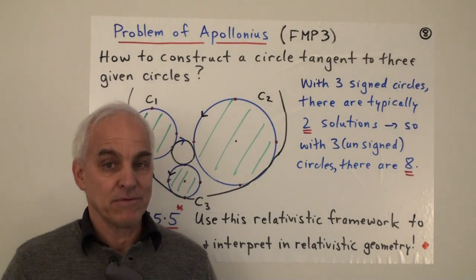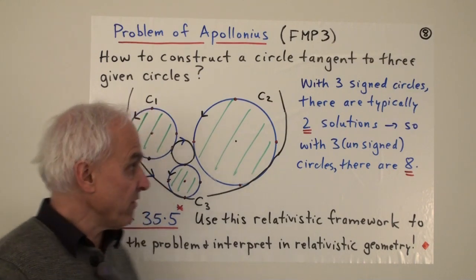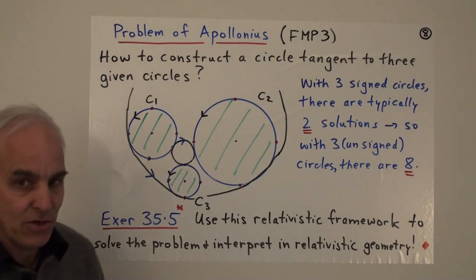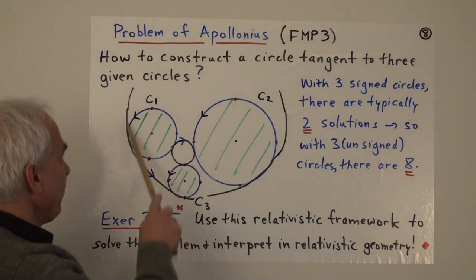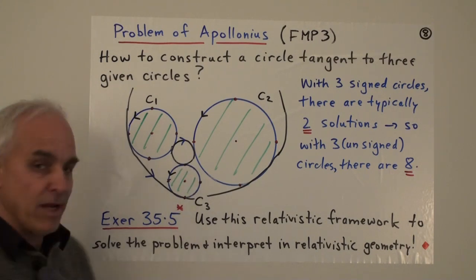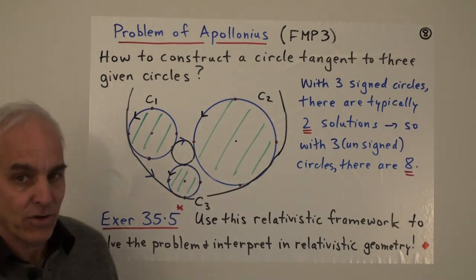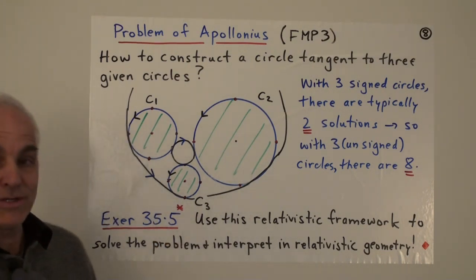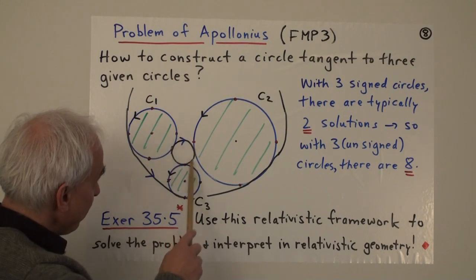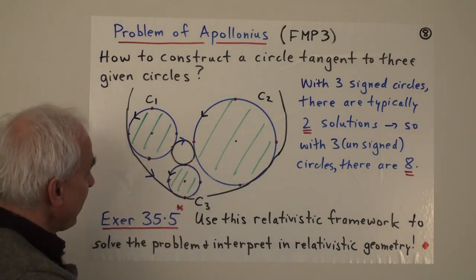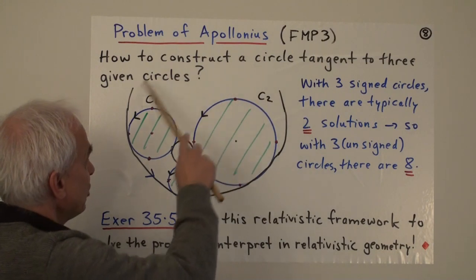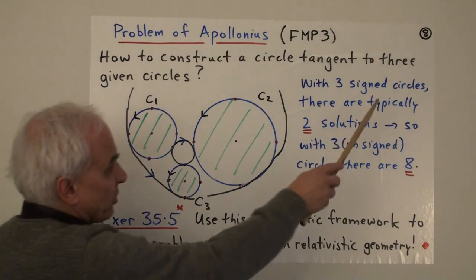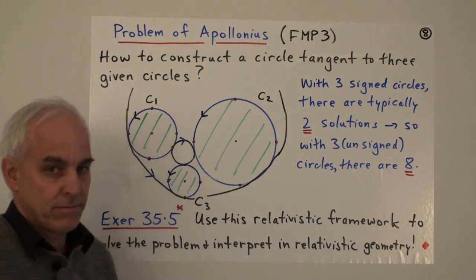Many important mathematicians have worked on this problem and aspects of it. All right, so we're going to ask the story in the context of signed circles. So if we have three signed circles, there's C1, C2, and C3 in green. So how do we construct signed circles which are tangent to all three? Well, with this configuration of circles, there are two solutions. There's one right inside here, and there's another one that's outside, touching all three circles outside. And so with three signed circles, there are typically two solutions.